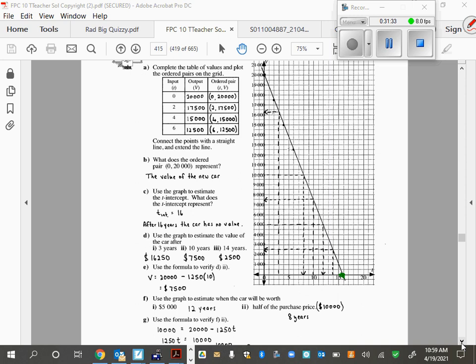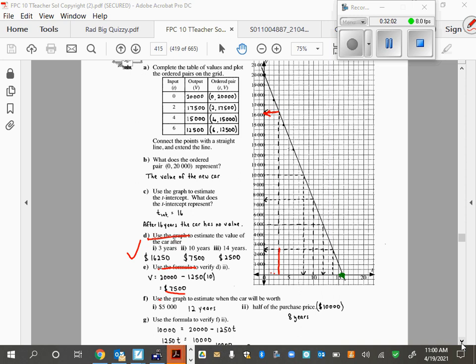Use the graph again. Don't show your work on this one. Use your graph after 3 years. So you go to 1, 2, 3, all the way up. How much is it worth? About $16,250. Again, a ruler is going to help with that one. You're not going to have a lot of leeway as far as the answer goes. And use the formula to verify that, and you'll get the exact same answer.